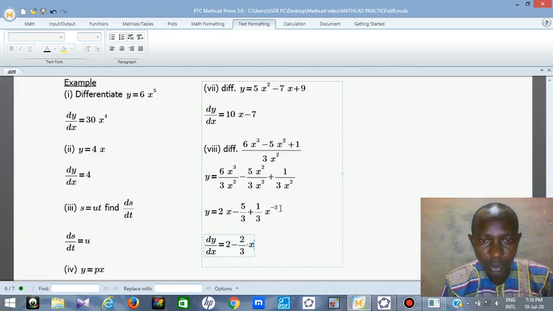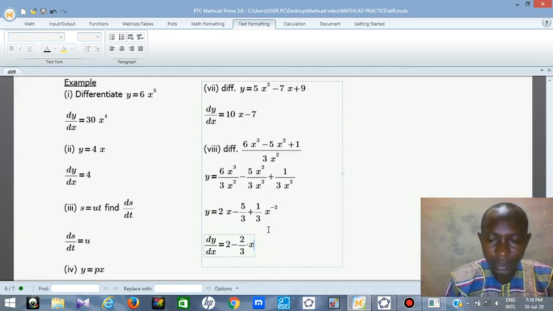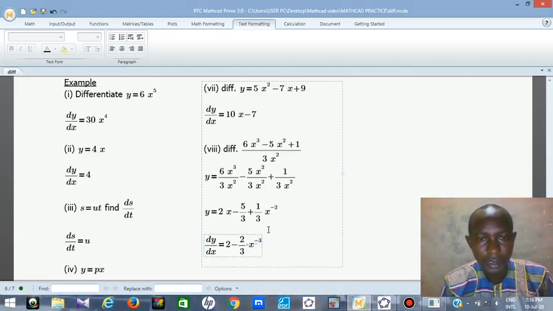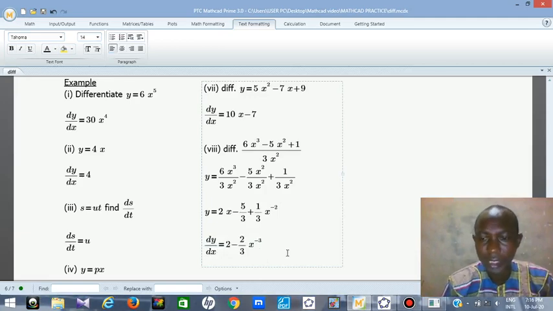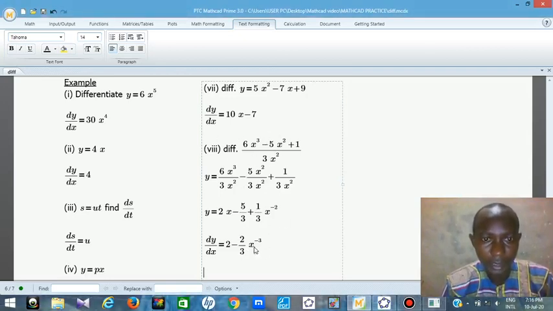So minus 2 minus 1 is going to give us x raised to power minus 3. So that is the answer to this. Then you may want to rearrange it in the proper order, the way the question came in this form.